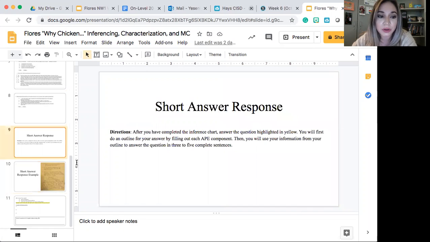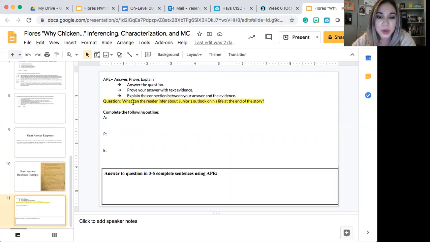However, I do want to go over the APE section that you were required to fill out for the short answer response because I want to make sure that we're doing that right. For the short answer response, you were given a question. It says, what can the reader infer about Junior's outlook on his life at the end of the story? And to answer this question, you needed to use APE. So answer, prove, explain. You answer the question, you prove your answer with text evidence, and then you explain the connection between your answer and the evidence.